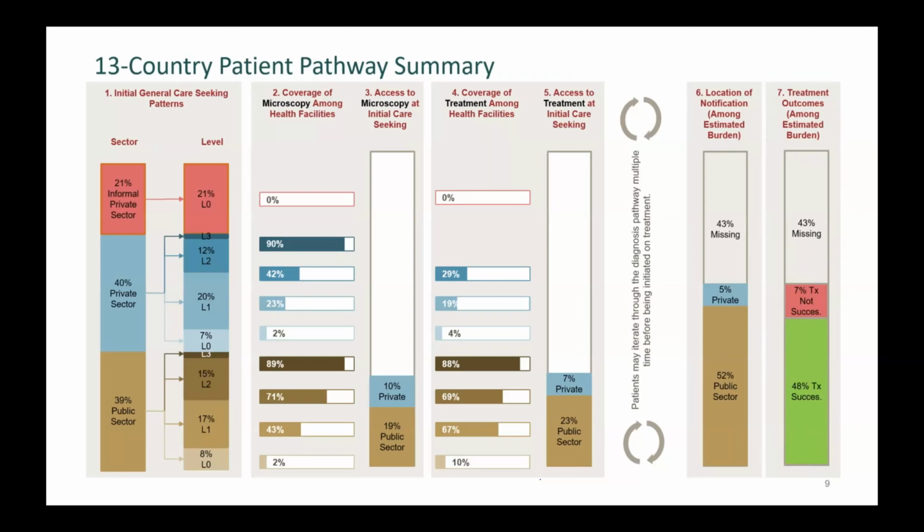So what this country summary shows is that, unlike some of the global notifications that look at treatment success among people who are notified, what we found through the patient pathway analysis is that fewer than 60% of people are notified, which is consistent with our global estimates, and that for treatment outcomes, only slightly more than half of people are successfully treated in aggregate.